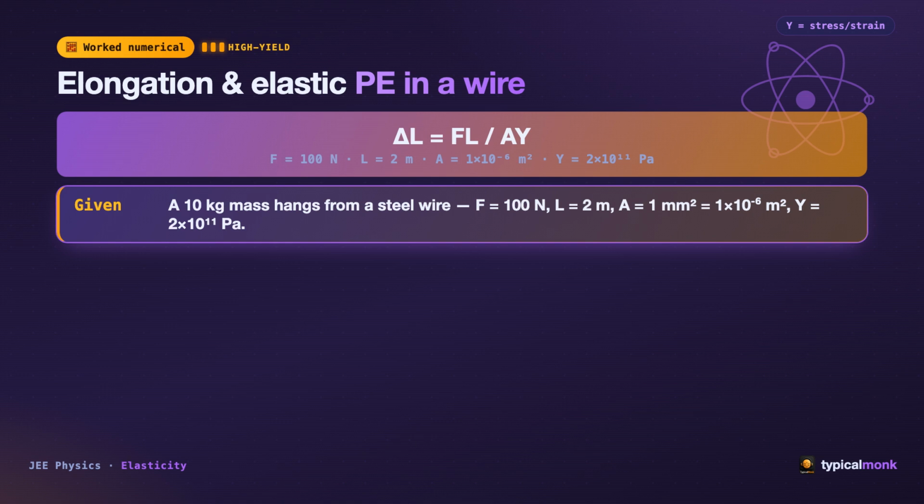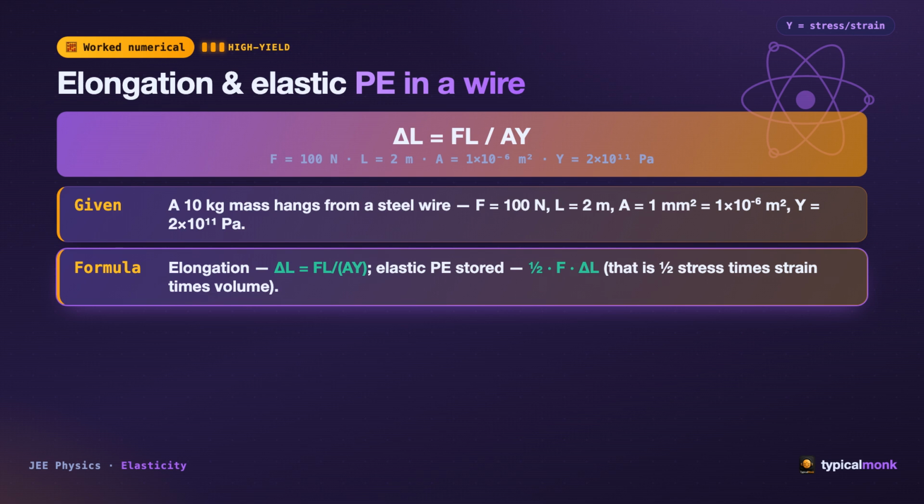Write down what is given. The load gives a force of 100 newtons, taking G as 10 meters per second squared. Length is 2 meters. Area is 1 times 10 to the power minus 6 square meters. And Young's modulus is 2 times 10 to the power 11 Pascal. Step 2.